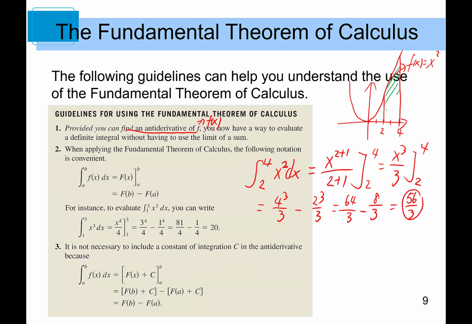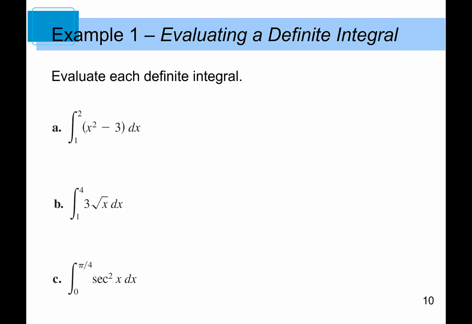Alright, so basically we're looking at this area under the function f of x equals x squared, and this area is equal to 56 over 3. Any area above the x-axis is positive. If the area is under the x-axis, or below the x-axis, then the area is going to be negative. So that's a unique feature about the area under the curve. Okay. Let's take a look at some examples.